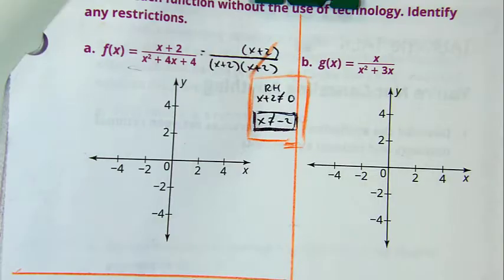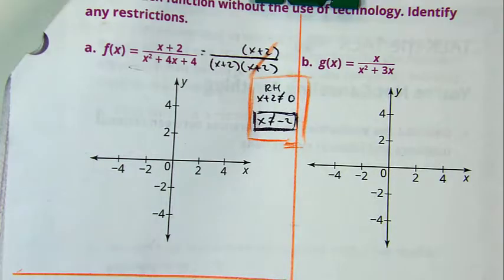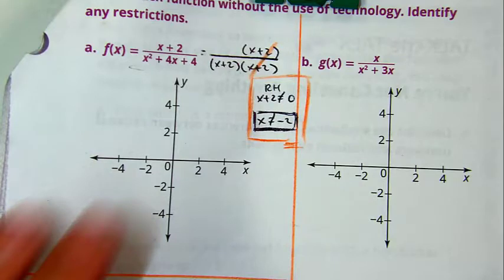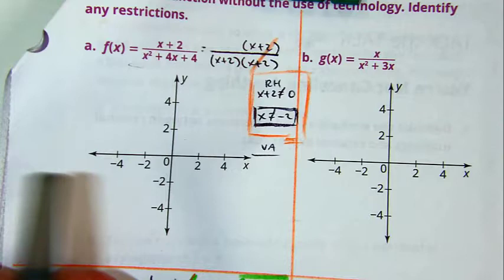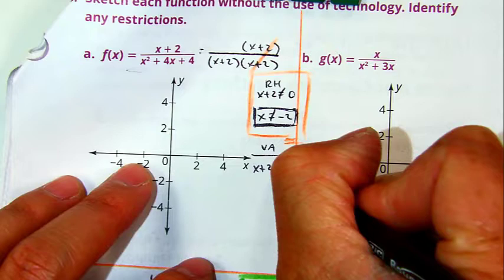Trisha? What did you do next? The vertical asymptote? Okay. Good.